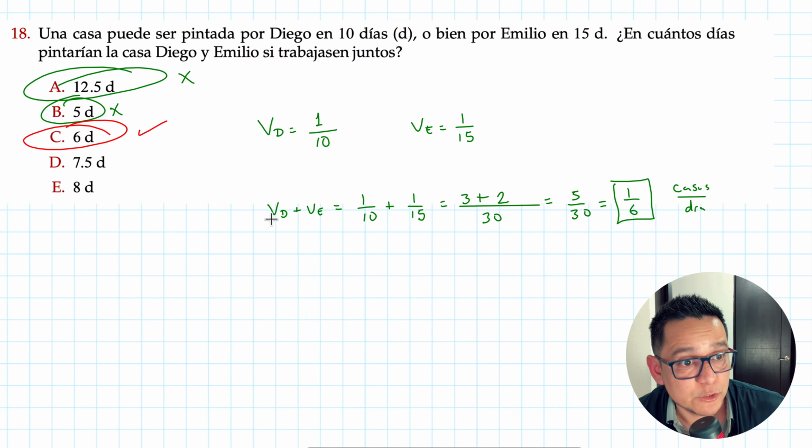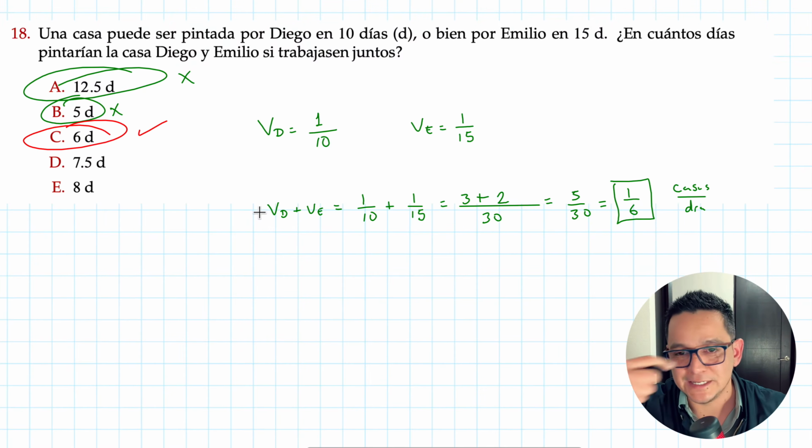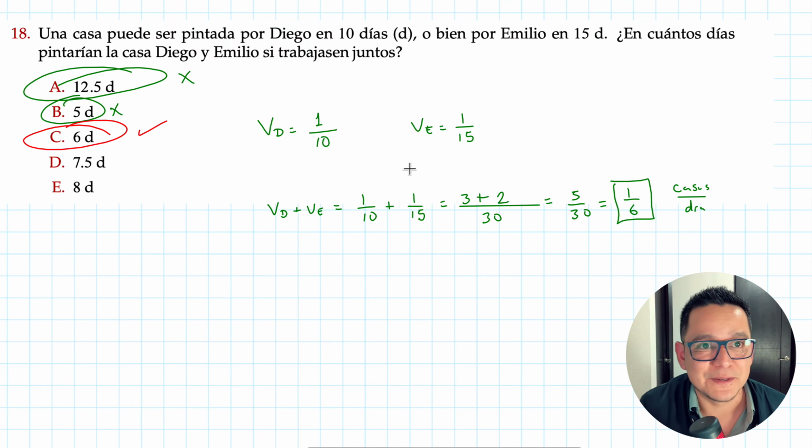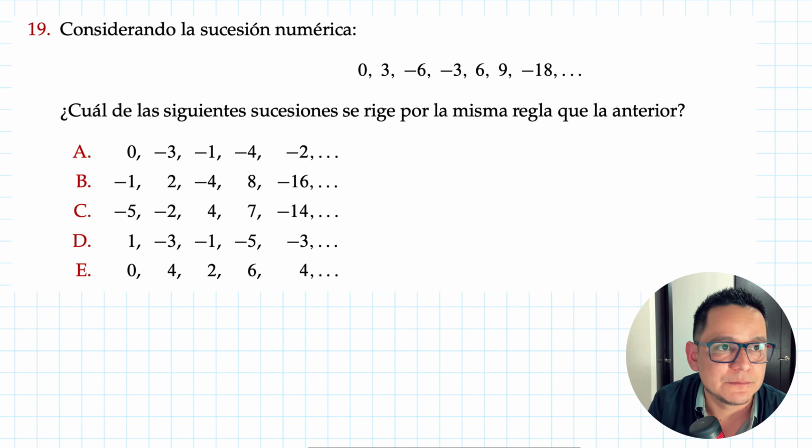Sorry, C as in cat. Let me see what it says here. Exercise 18. It says the answer is C. So yes, we're good. That's it. That's all we have to do. Easy, right? All right, let's move on to the next exercise, number 19.